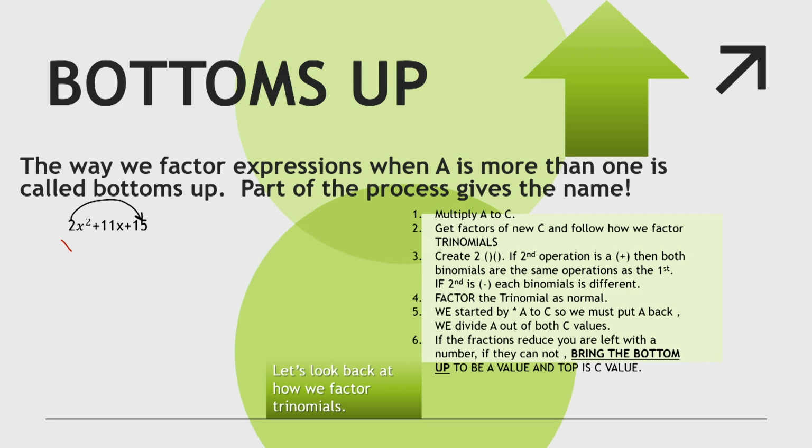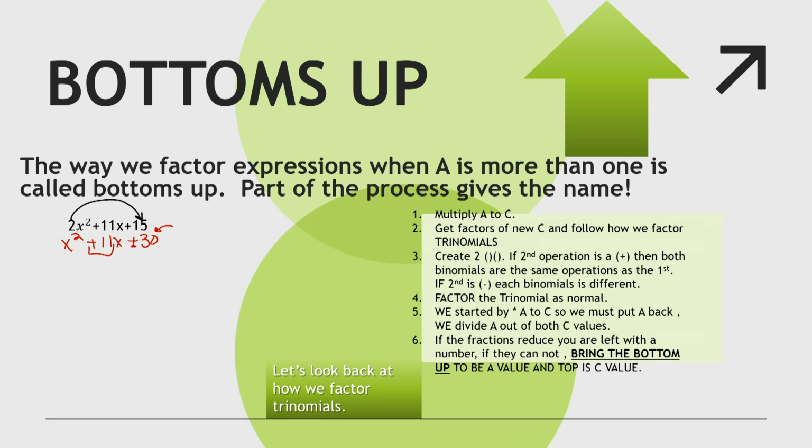And I get x squared plus 11x plus 30. Now, I'm left with a trinomial. We've multiplied, and I have x squared plus 11x plus 30. I'm going to find the factors of 30.